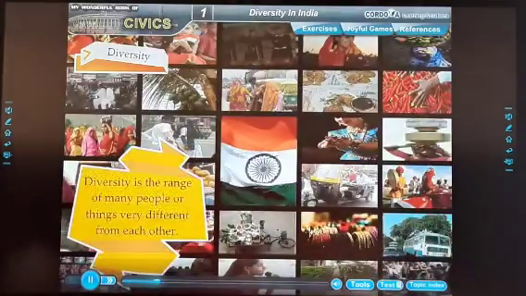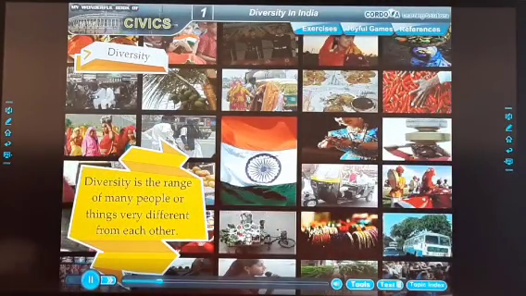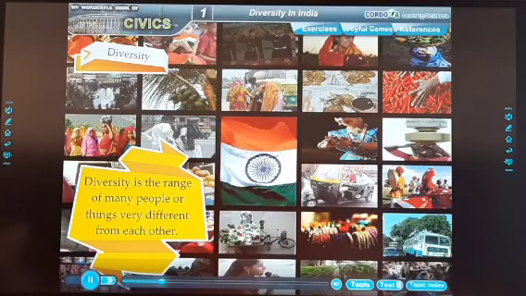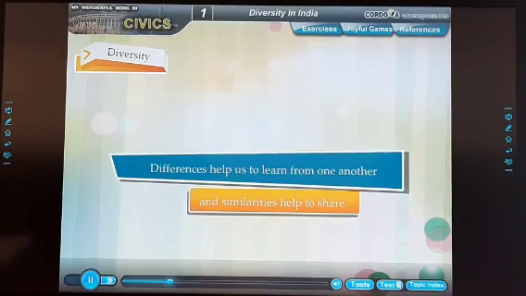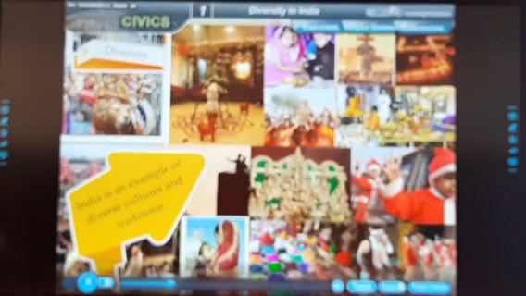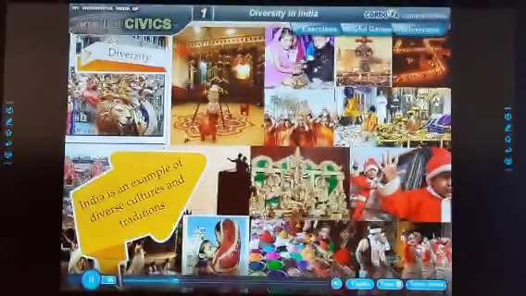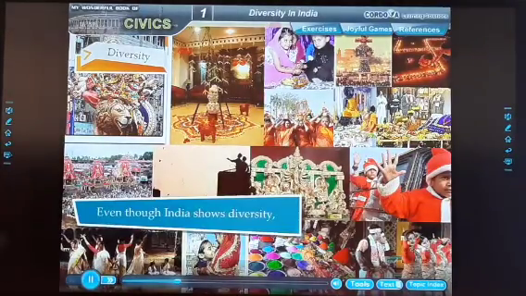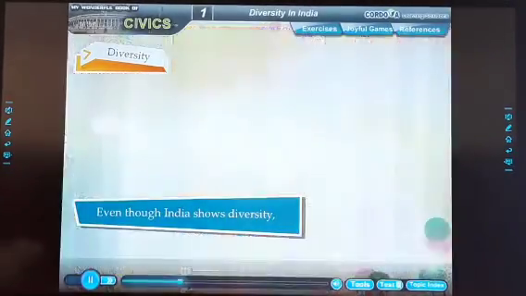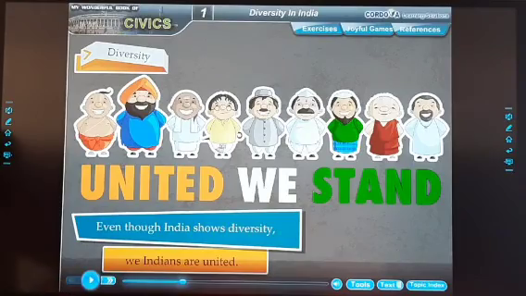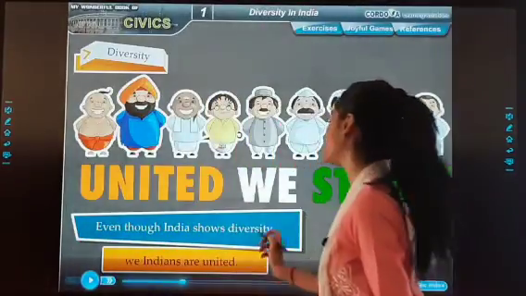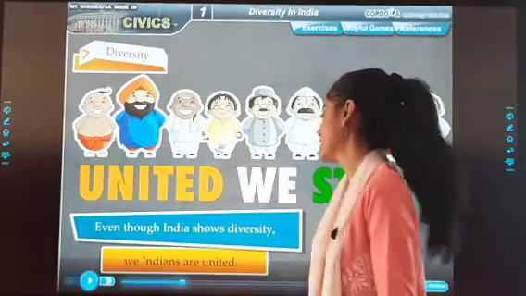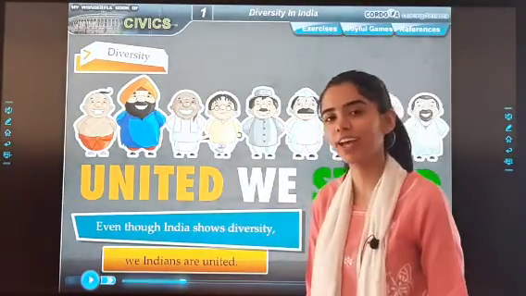Diversity is the range of many people or things very different from each other. Differences help us to learn from one another and similarities help us to share. India is an example of diverse cultures and traditions. Even though India shows diversity, we Indians are united. It's so true, isn't it? Even though India shows diversity, we Indians are still united.